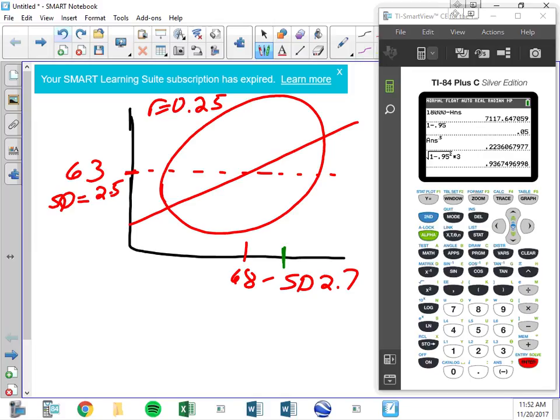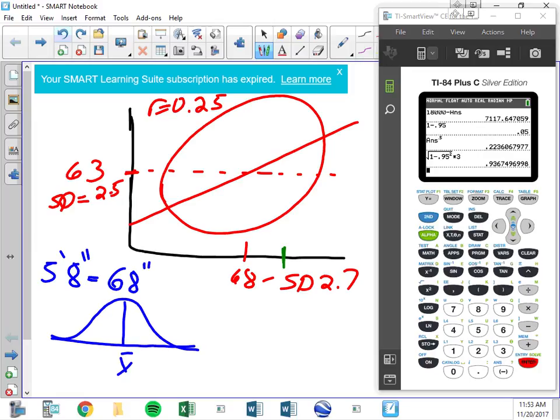So, this is set E1A. What percentage of the women were over 5 feet 8 inches? Okay? So, 5 feet 8 inches. Watch this. How tall is that? So that is equal to 68 inches. So I draw my normal curve for the y values.